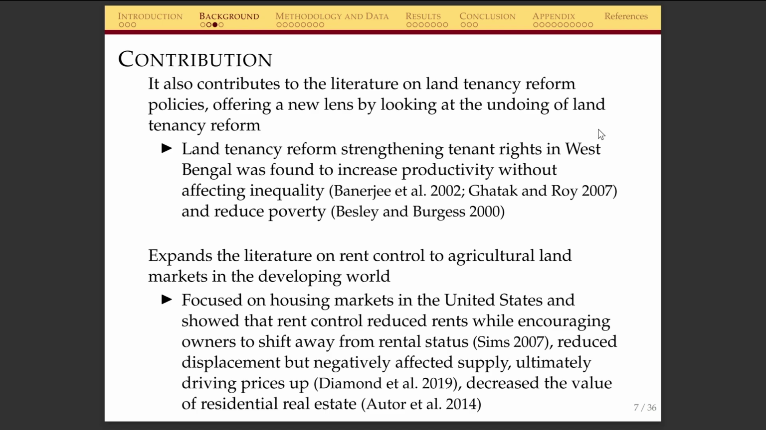The previous literature has shown, specifically from West Bengal, that the reform there strengthened tenants' rights and increased productivity without affecting inequality, but also reduced poverty. And lastly, it also expands on the literature on rent control to agricultural land markets in the developing world, since most of the rent control literature has focused on housing markets in the United States, and found that, even though it reduced displacement, it negatively affects supply, ultimately driving prices up.